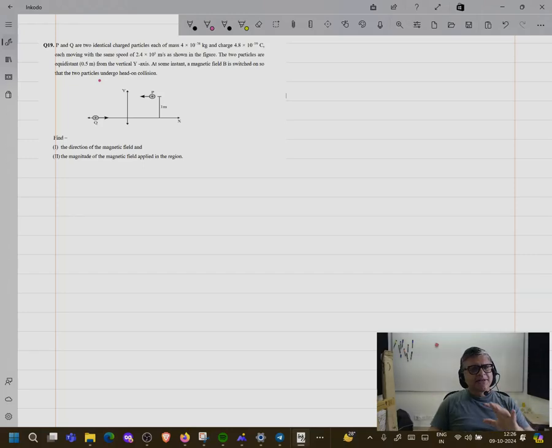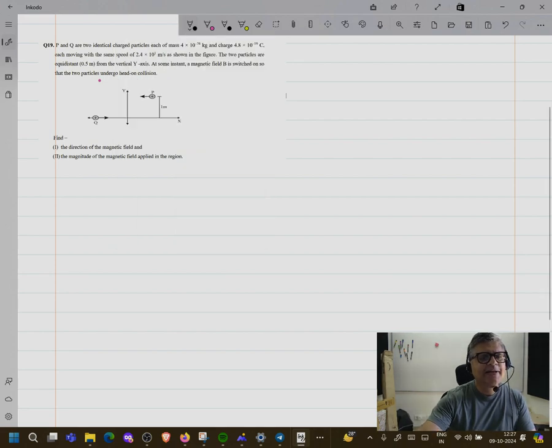Students, this is a very important question, and it's actually a very tricky one. So let's be very careful when we do something like this. If you look into this question, what you find is that you have two charged particles. The mass is known, they're identical, and they're moving with the same velocity. The two particles are equidistant from the vertical y-axis. So this distance is 0.5, this is also 0.5. The only thing is one particle is above the x-axis by a distance of 1 meter.